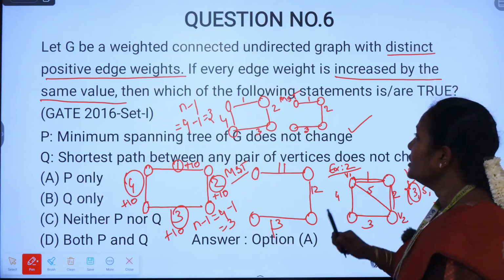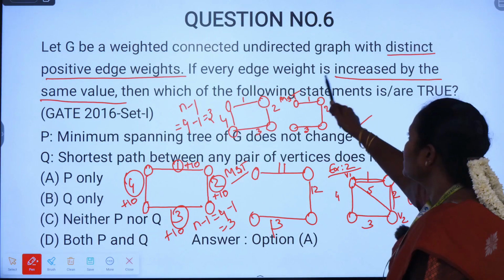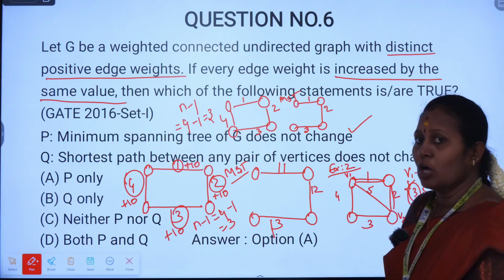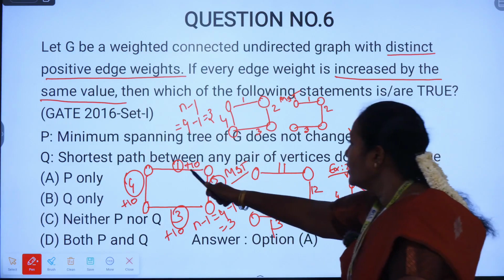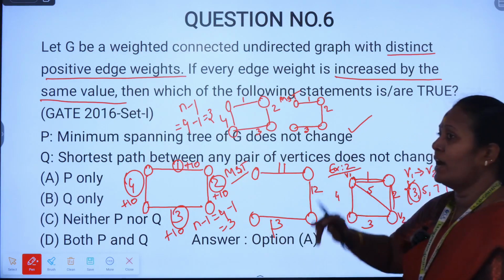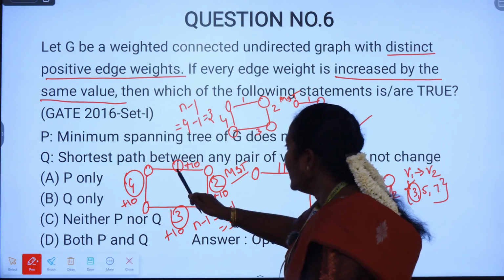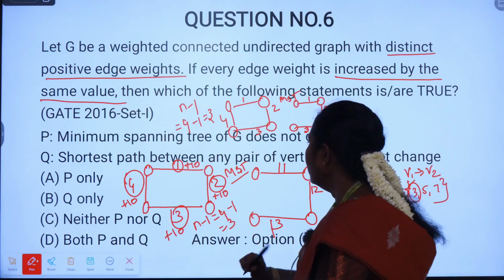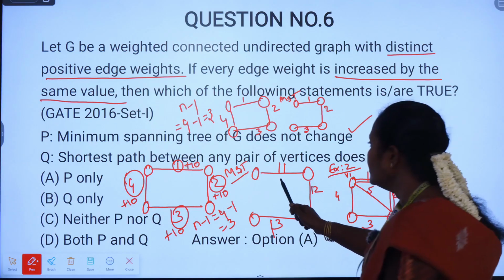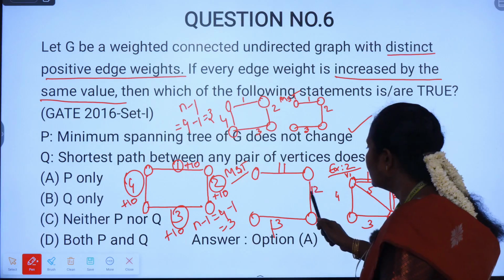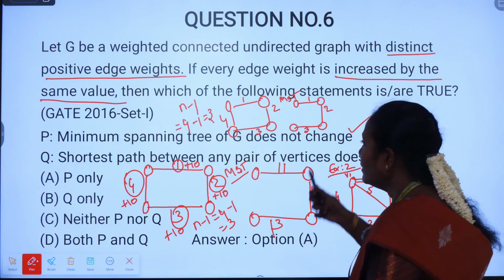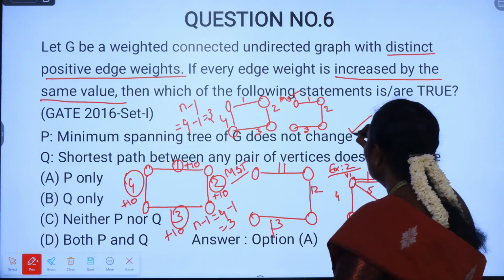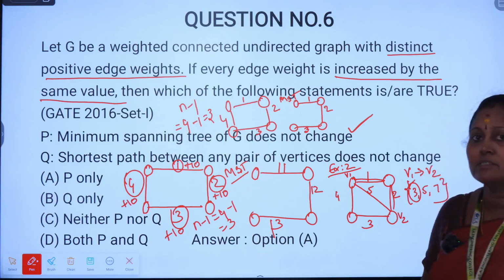What is the second condition they have given? Every edge weight is increased by the same value. You are going to increase the edges with the same value. I am going to increase the edge weight by 10 here. If I increase by 10, what will we get in the minimum spanning tree? Here 11, here 12, here 13. Is the minimum spanning tree changing? It doesn't change. Therefore, statement number 1 is correct.